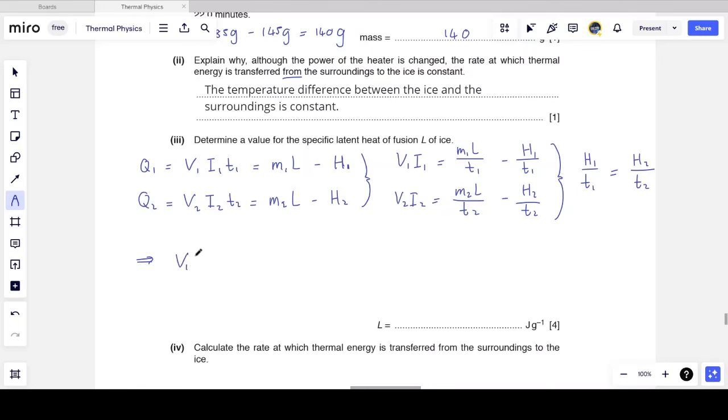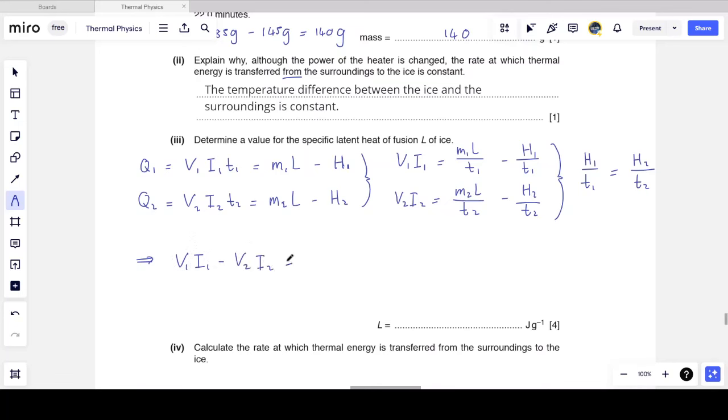So I'm going to get V1 I1 minus V2 I2 equal to the latent heat of fusion L times M1 over T1 minus M2 over T2. Guess what? The only unknown is L. So I can rearrange this equation and solve for L. And so if I put the values in, I get L is equal to V1 I1, which is 7.3 volts times 1.8 amperes, minus 15.1 volts times 3.6 amperes.